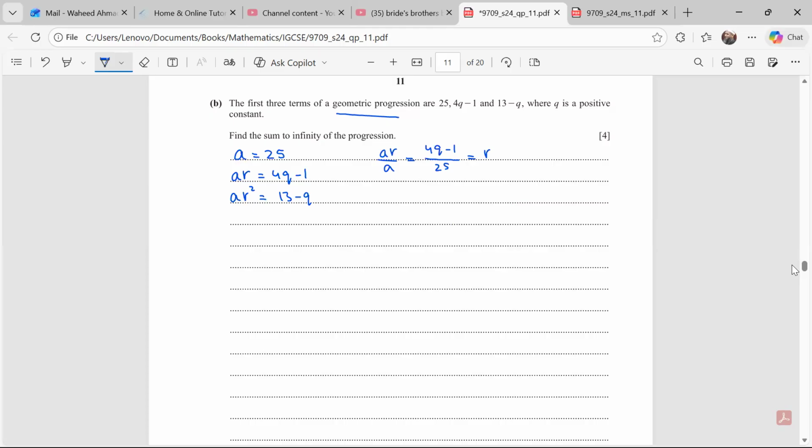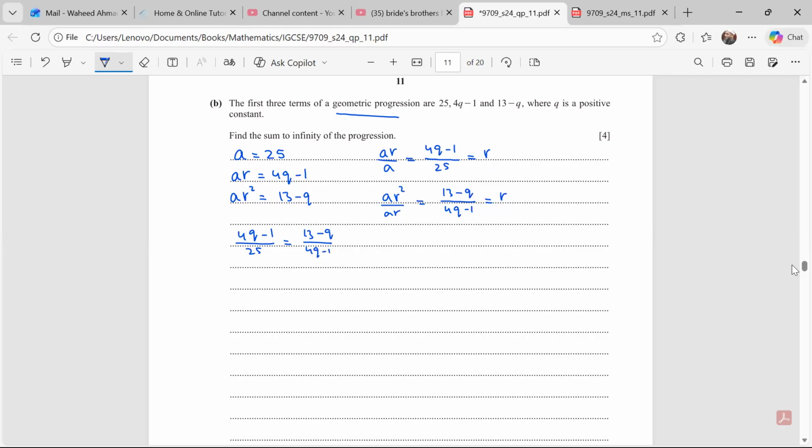Similarly, if I divide the third term by the second term, it's going to be AR square over AR. That is also giving R only. That is 13 minus q over 4q minus 1, and that is also equal to r. Okay, I hope it's all clear. So since I have two expressions for r, I can equate them. So 4q minus 1 over 25 equals 13 minus q over 4q minus 1.